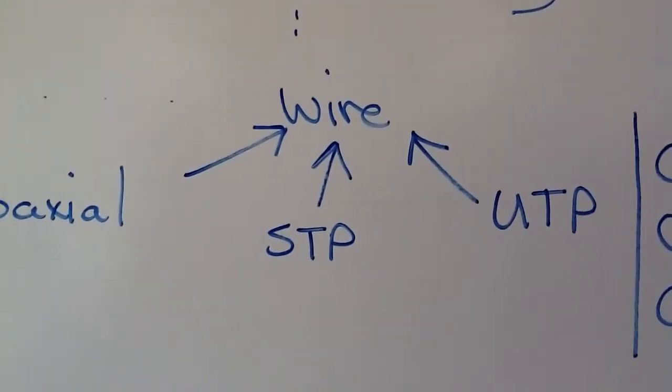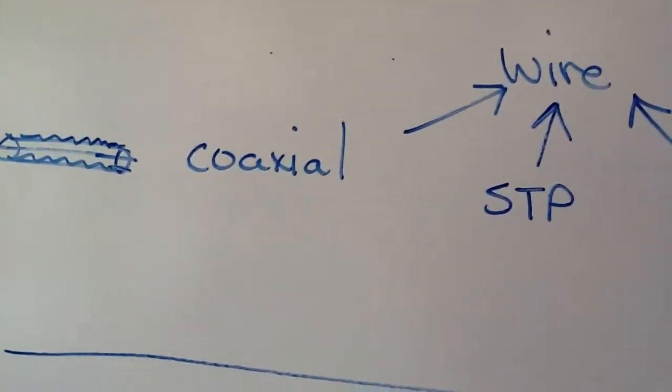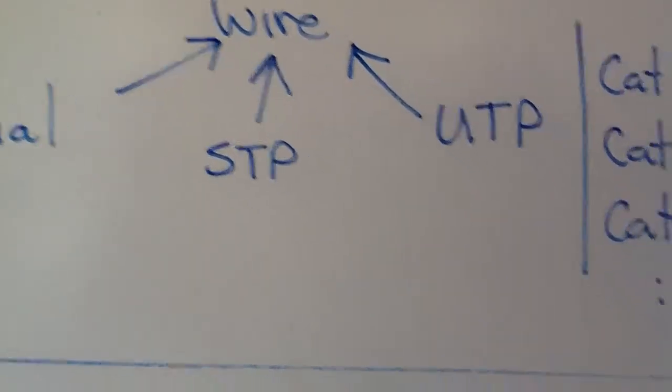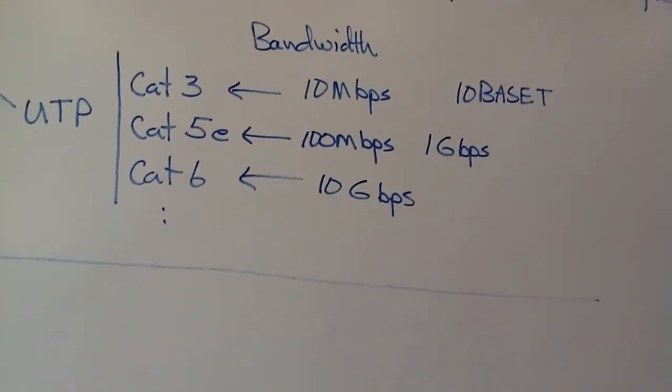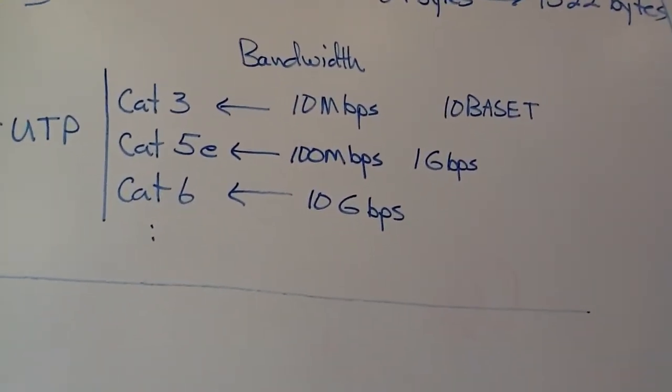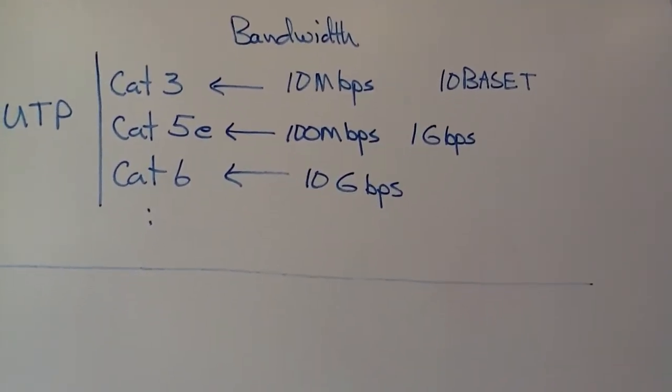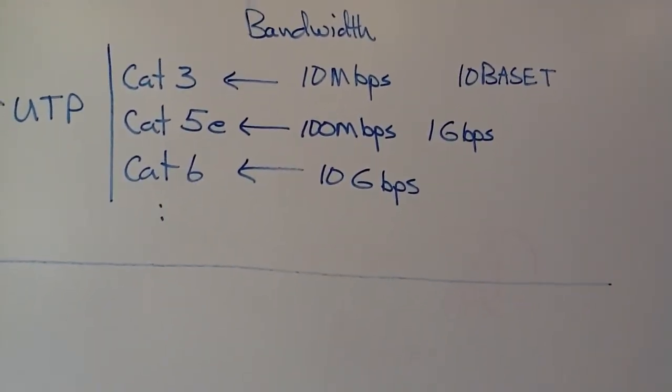Talked a little bit about the physical part of the wire. We talked about coax, unshielded twisted pair and shielded twisted pair. We looked at these categories, talked a little bit about the history, Cat 3, Cat 5, Cat 5e, Category 6, and some of the capabilities.